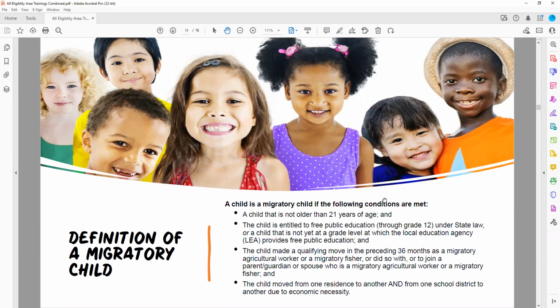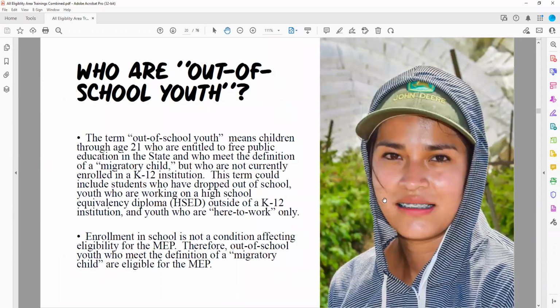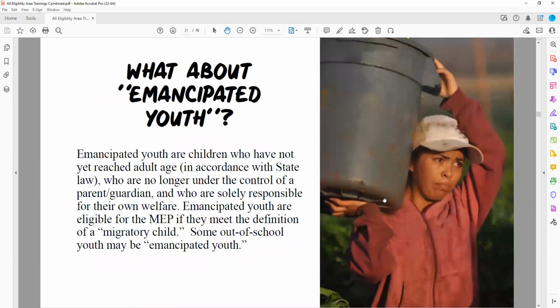And the child has to move from one residence to another and from one school district to another due to that economic necessity. So not all kids are in traditional school. There may be what we call out-of-school youth. These are kids who are, all the way up to the age of 21, who could be eligible for free public education in your state, but they've currently dropped out of school and they may be here working. So they don't have to be enrolled in school in order to be eligible for migrant ed.